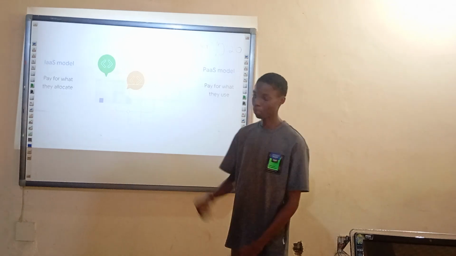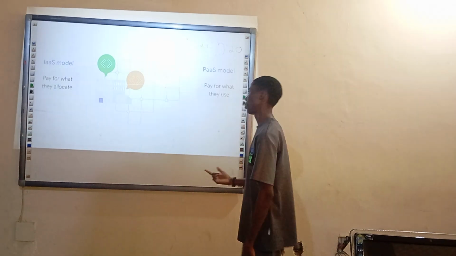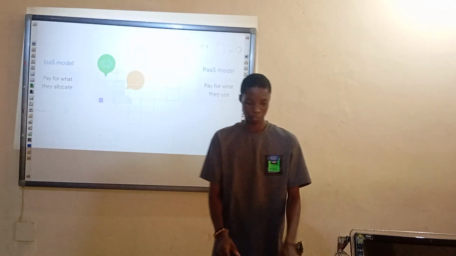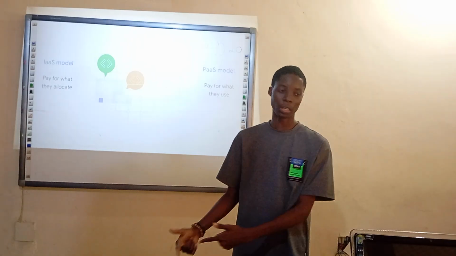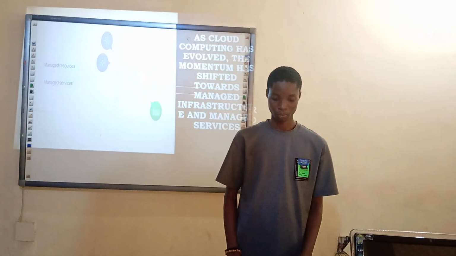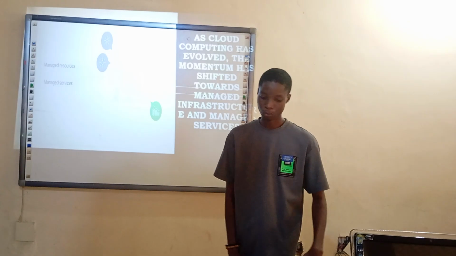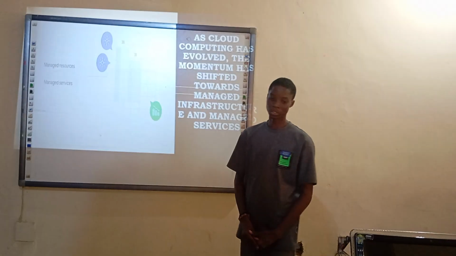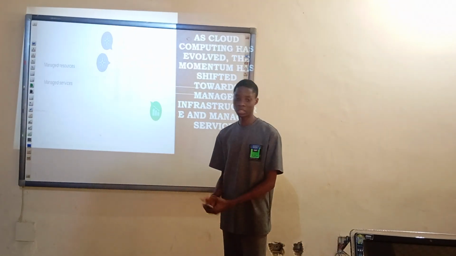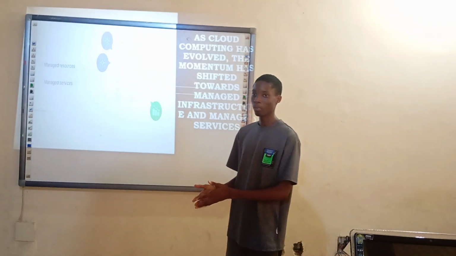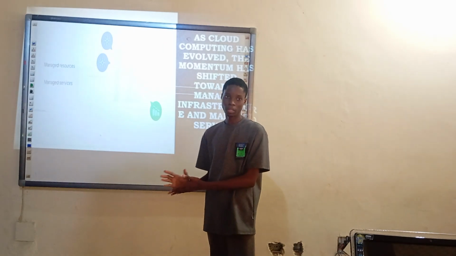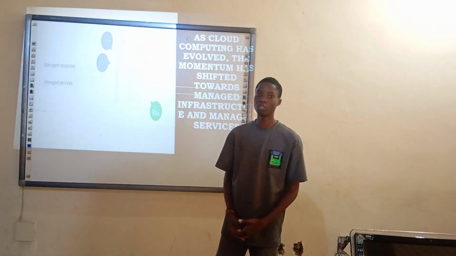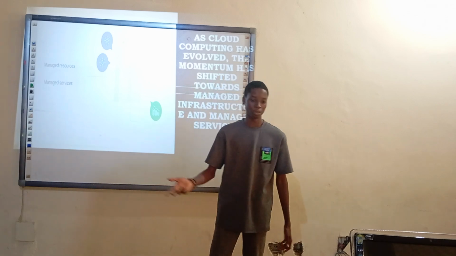With the IaaS model, you pay for what you allocate ahead of time. But the PaaS model uses a pay-as-you-go type of service, like when you're buying airtime on your phone or transport service, pay as you go. Now, as cloud computing has evolved, the momentum has shifted towards managed infrastructure and managed services. Leveraging managed infrastructure and managed services allows companies and organizations to spend more focus on their business goals and less time and money on their technical infrastructure. This allows them to deliver services to their customers more quickly and reliably.